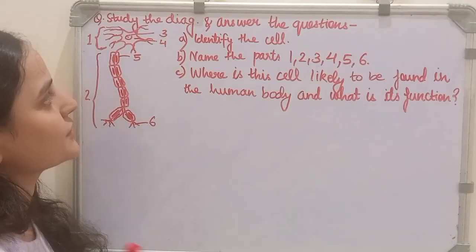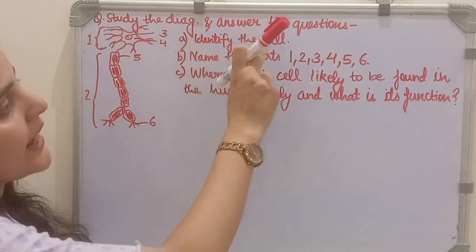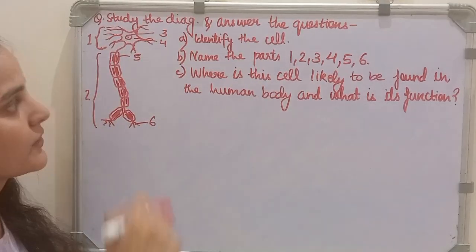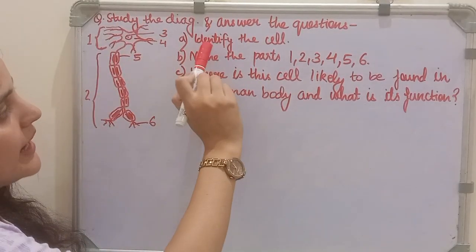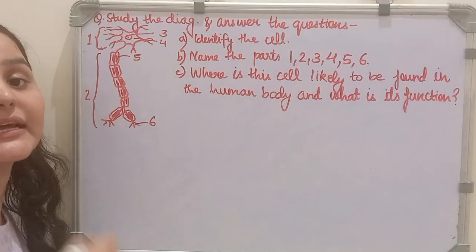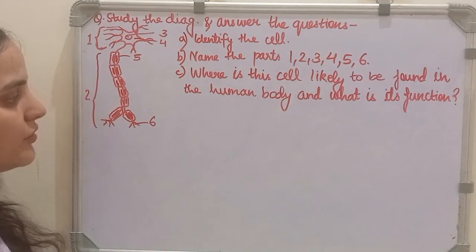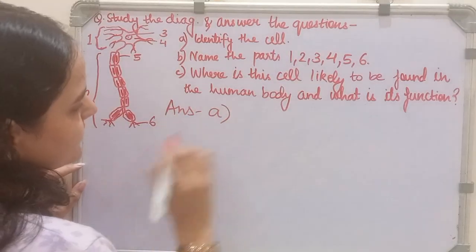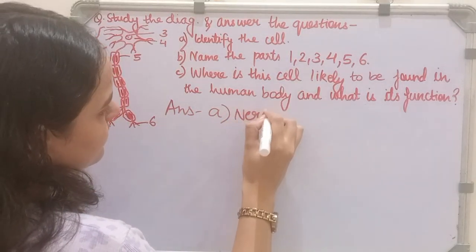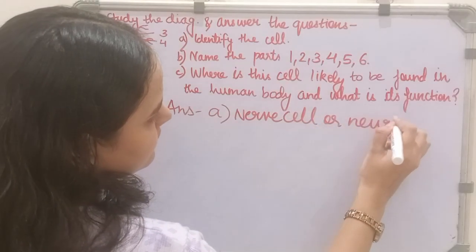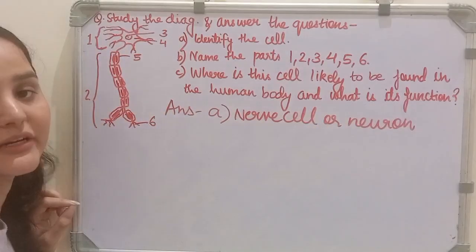Now let's see another question. Let's solve this last question. Study the diagram and answer the question. So this is the diagram and we have to answer the question. Part 1 is identify the cell. So we can see in the given diagram that it is a nerve cell or a neuron. So the answer for part A is it is a nerve cell or neuron. Nerve cell is also known as neuron.